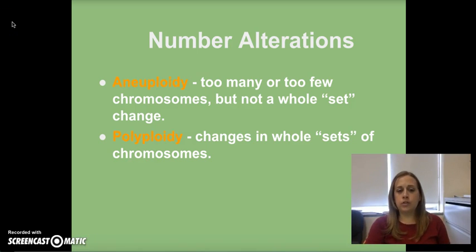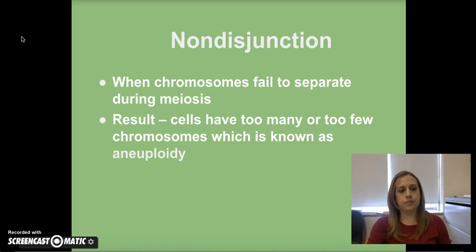The first are number alterations. So aneuploidy is when you have too many or too few chromosomes, but it is not a whole set change. So you're talking about having maybe 1 or 2 extra chromosomes, or maybe 1 too few chromosomes. Next we have polyploidy, and this is when you have a change in whole sets of chromosomes. So we know that humans have 2 sets of 23 chromosomes to get our total of 46. So with polyploidy, an example would be if we had an entire new set, and so we would have 3 sets of 23 as opposed just to the 2 sets.